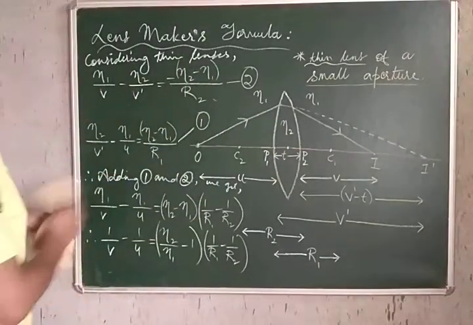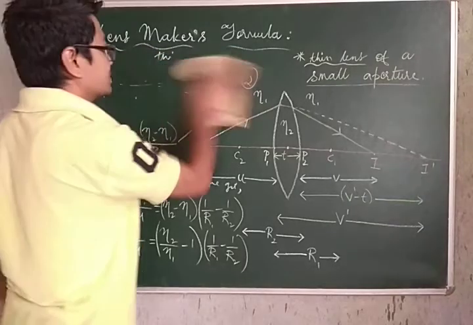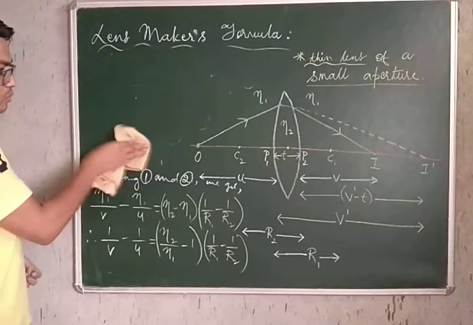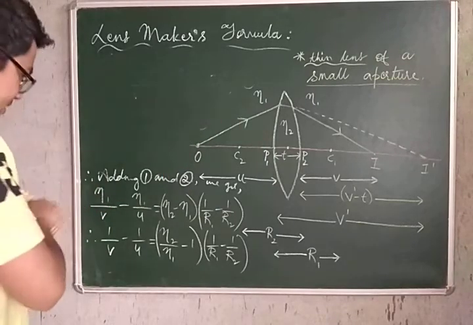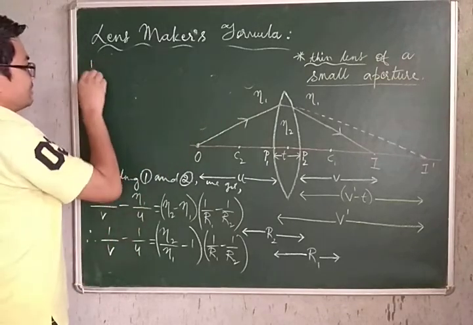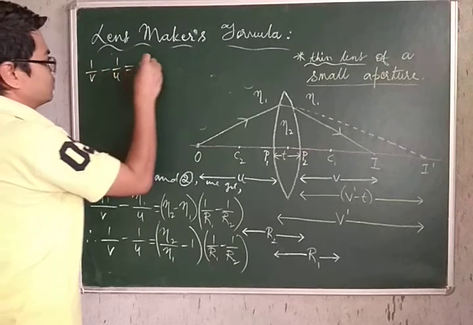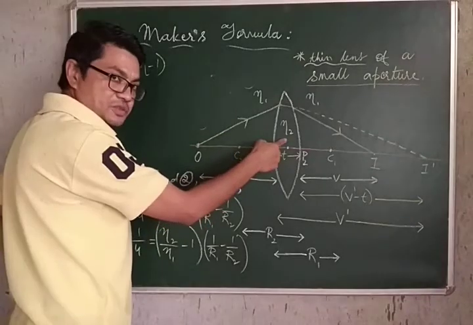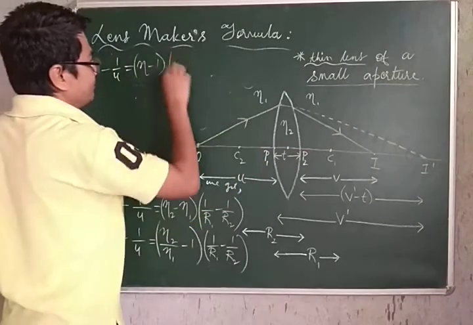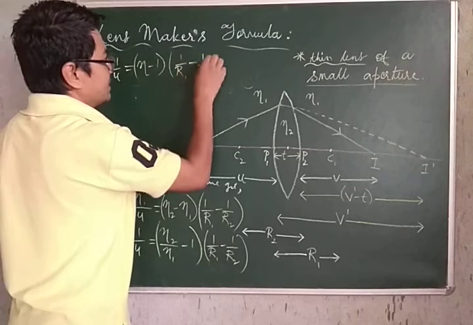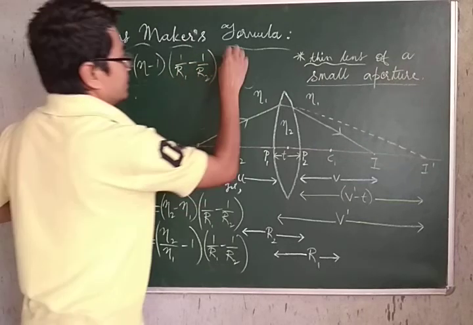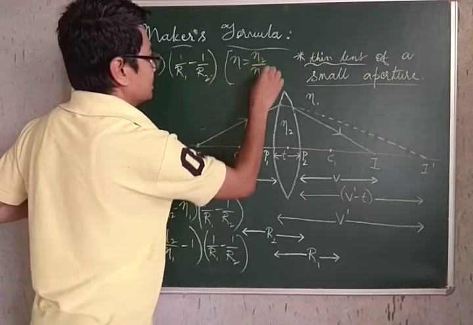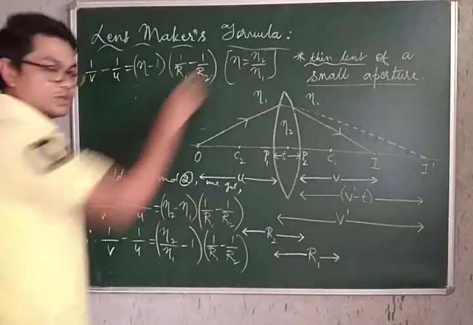So therefore, let me erase this also now. It's not very important for me since I've already added. Let me erase my equation number 1 also. So finally, what do we get? Therefore we get 1 by v minus 1 by u is equal to eta minus 1, where eta is the refractive index of the material of the prism with respect to the surrounding medium, into 1 by r1 minus 1 by r2. You can write that here, where eta is equal to eta 2 by eta 1.